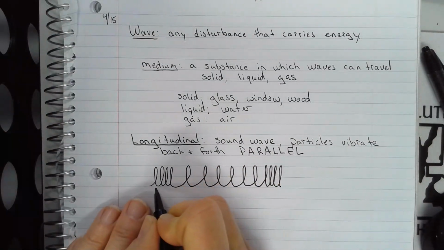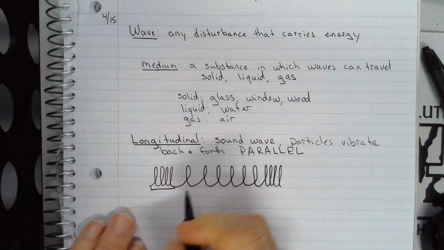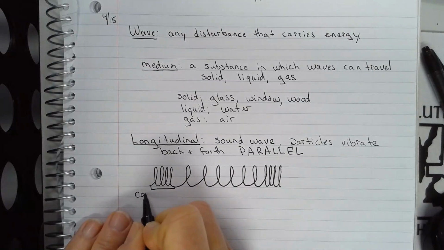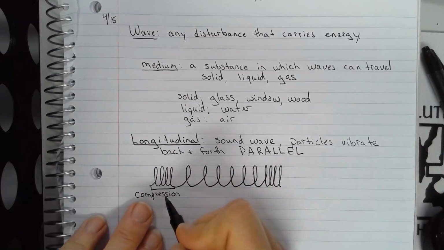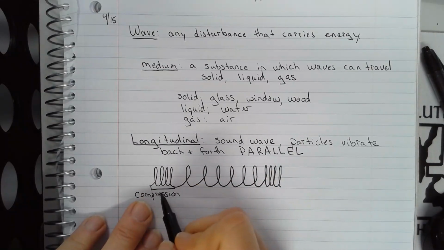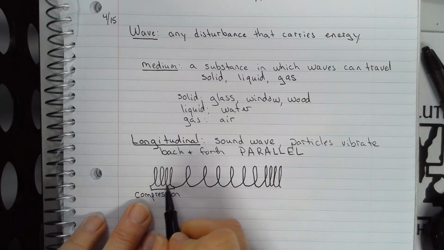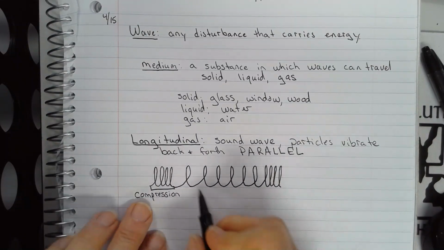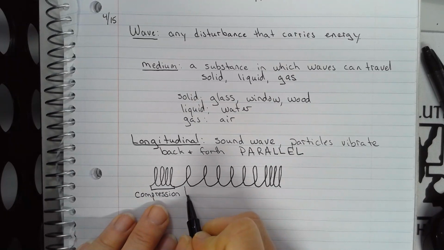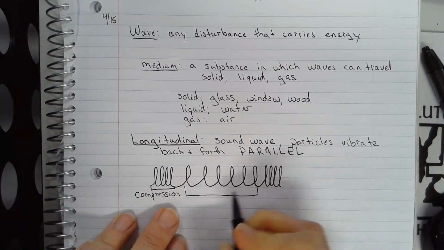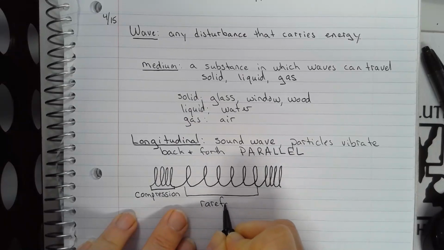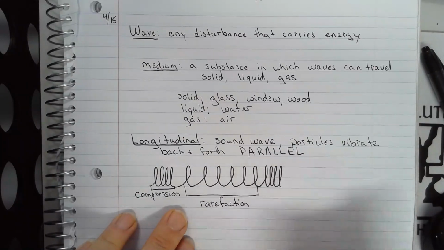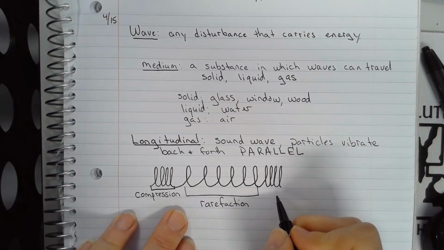Okay, so when they're close together like this, this is called a compression. So some people might also refer to this as a compression wave. So this is a longitudinal wave, and when the wavelengths are close together, it's called a compression. When the wavelengths are spread out, this is called a rarefaction. And these are vocabulary words that you're going to need to know. This is also a compression.